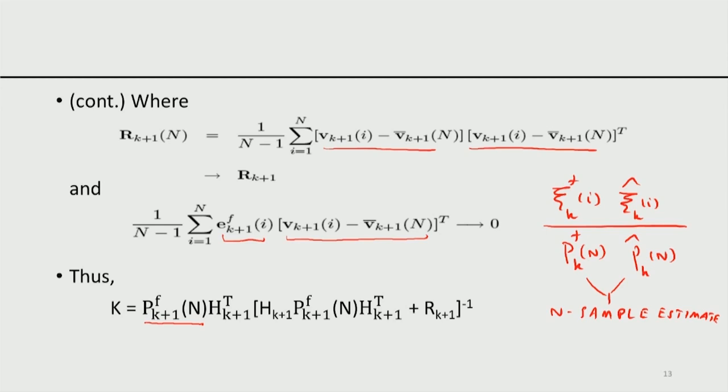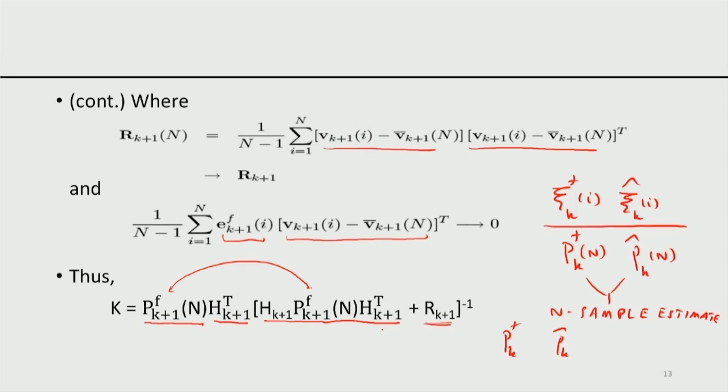Because I want to be able to distinguish between them. If I say P_k^f, that is the actual forecast covariance. If I say P_k hat, that is the actual analysis covariance. If I attach an N to them, that is an estimate. So this is the N sample estimate of the forecast covariance times H_{k+1} transpose. This is the same formula as comes from linear analysis. This product, again, we understand these two are the same quantities, the N sample approximation and R_{k+1}. R_{k+1} we already know.